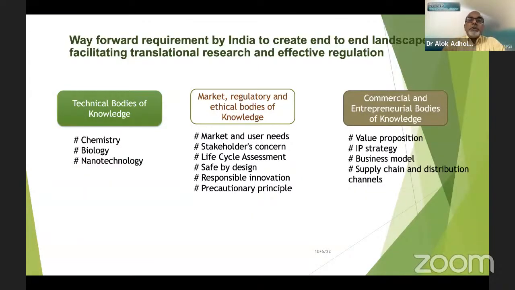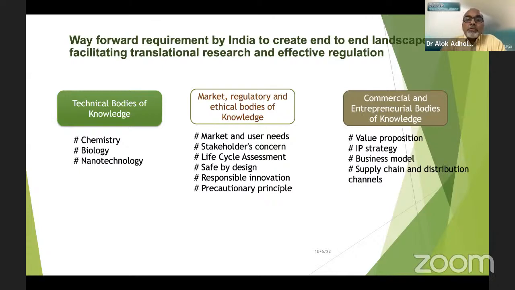So the way forward that I am looking at from the global and the Indian systems point of view: the technical bodies of knowledge, the chemistry, biology, and nanotechnologies are coming together. It's a very interdisciplinary science where these interventions are taking care of different knowledge bases and knowledge expertise, and that's where the entire gamut of new technologies are emerging.